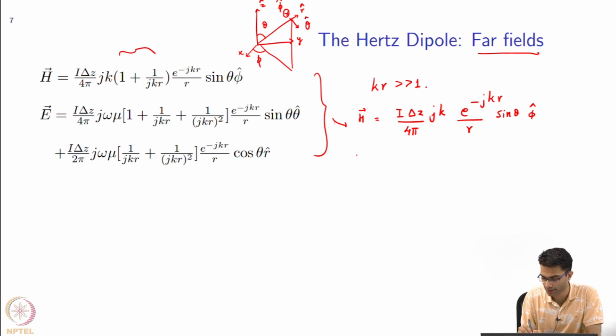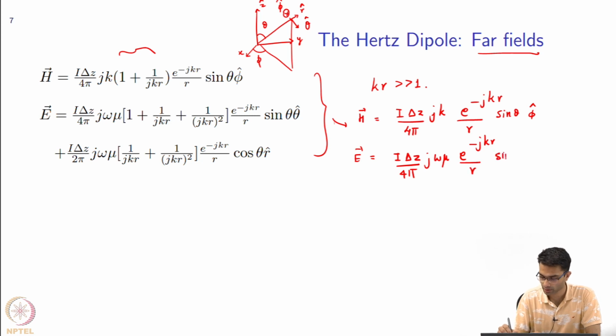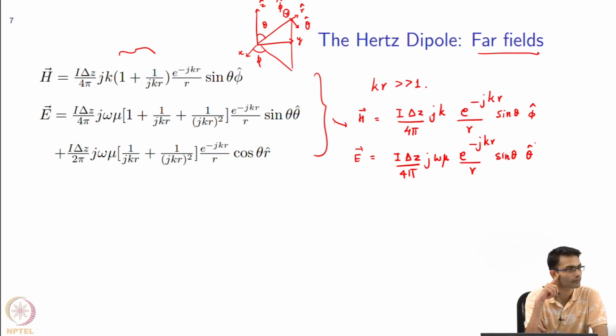What happens to the electric field? How many terms are there? 5 terms, right. So, I should keep the most leading term, which will be just one of them, the 1 by r term, right. So, this will become I delta z by 4 pi, j omega mu, e to the minus j k r by r, sin theta theta hat. Okay.